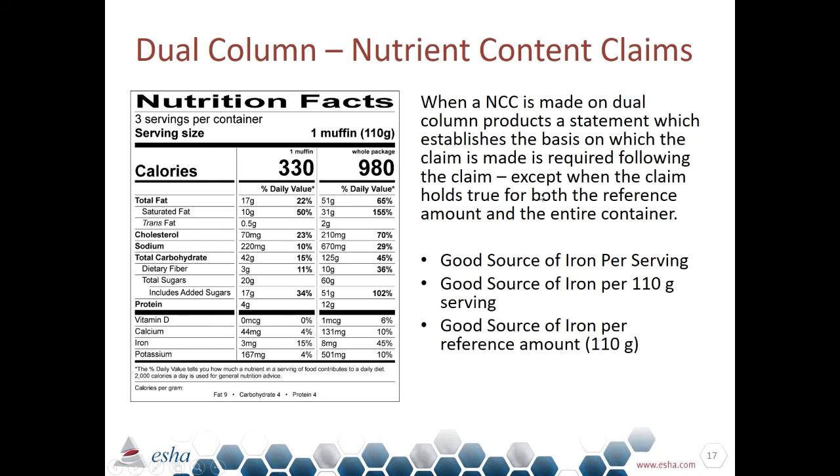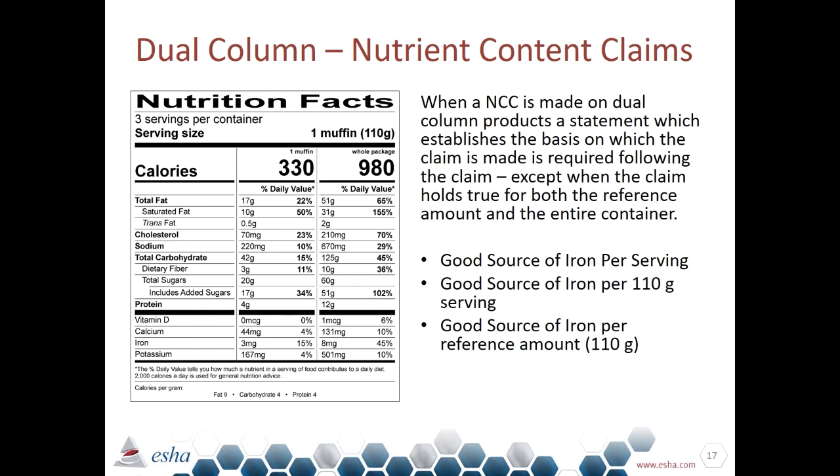We need to do this when the claim would not hold true for both columns. So here we make a good source of iron, but if I go to the full package, we are actually an excellent source of iron. So the good source of iron is specifically in reference to this column. If the claim holds true for both columns, this secondary piece of information is not needed. In this case, we don't meet that scenario, and so we need to have a statement here which defines exactly where we're making that nutrient content claim from.